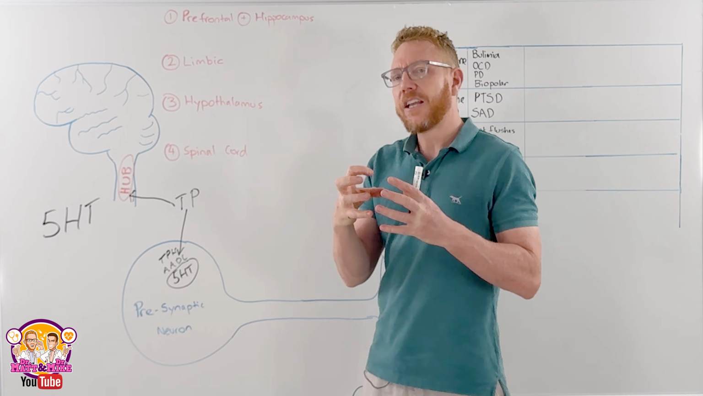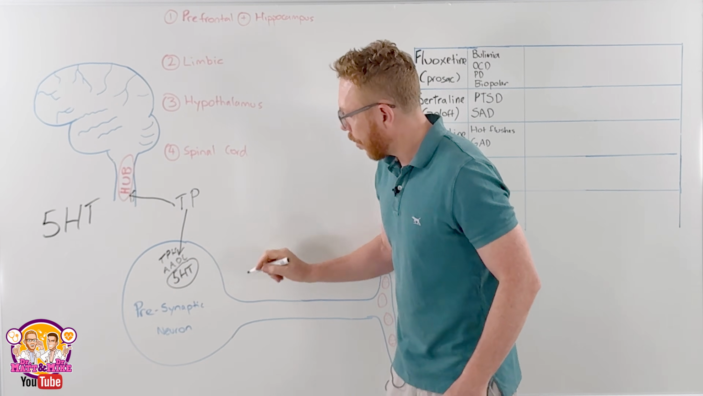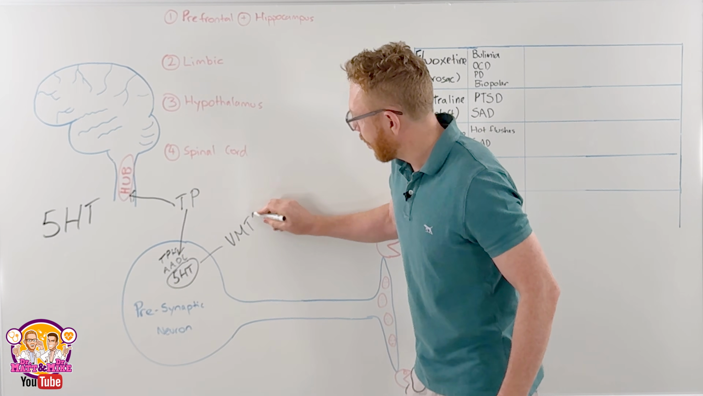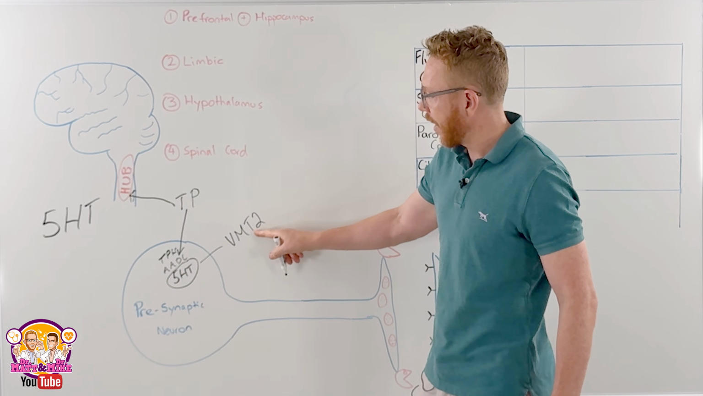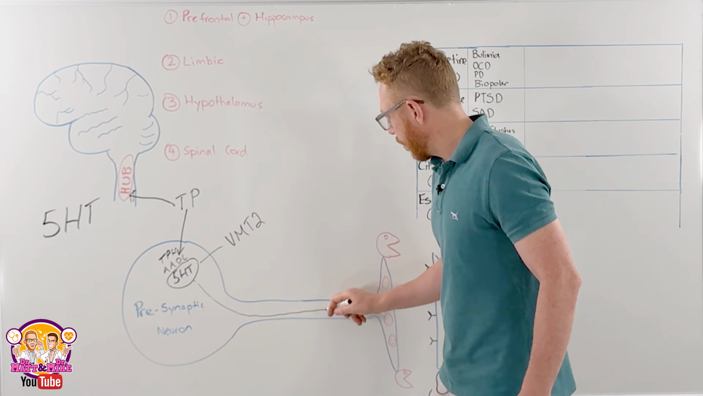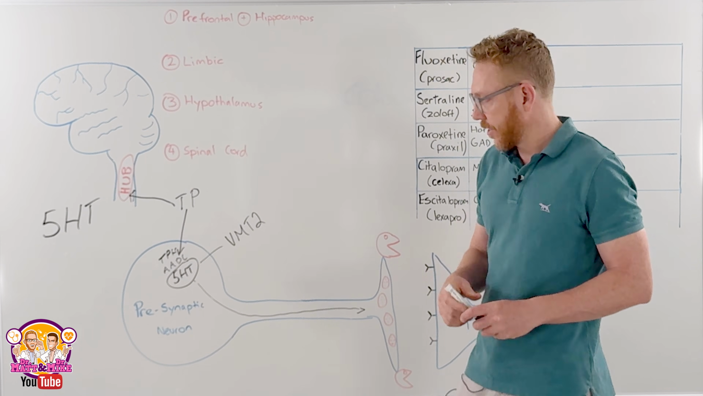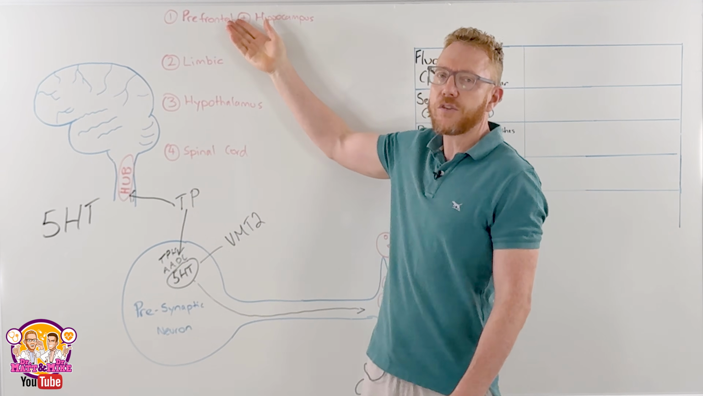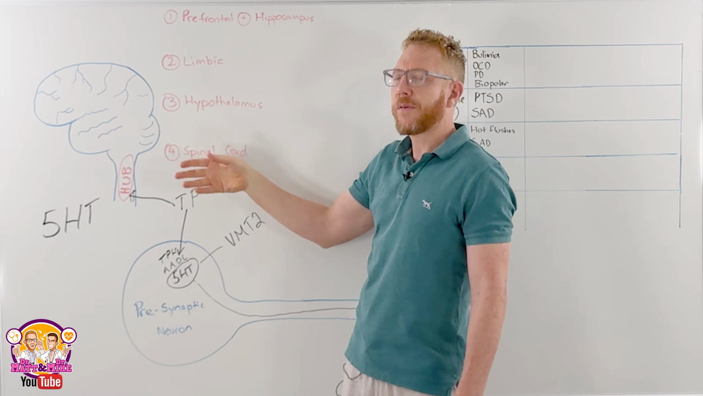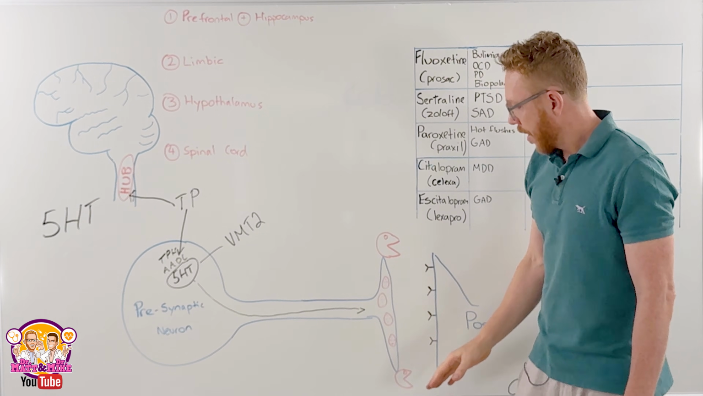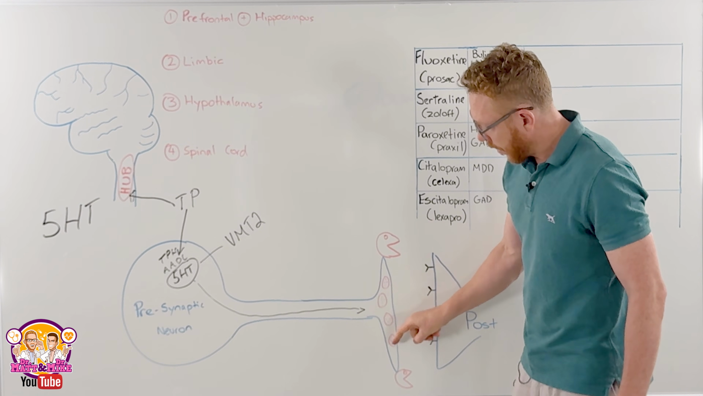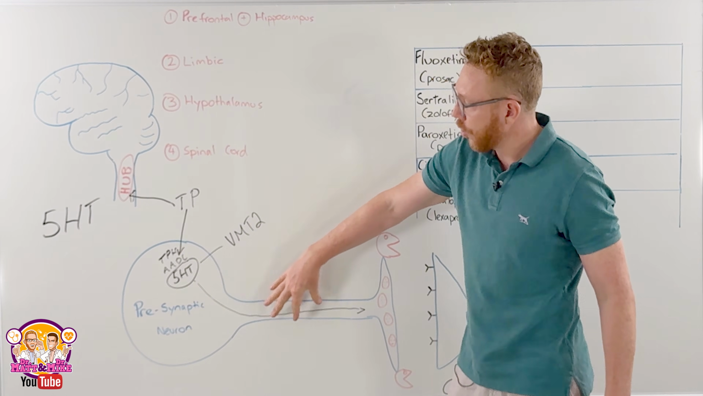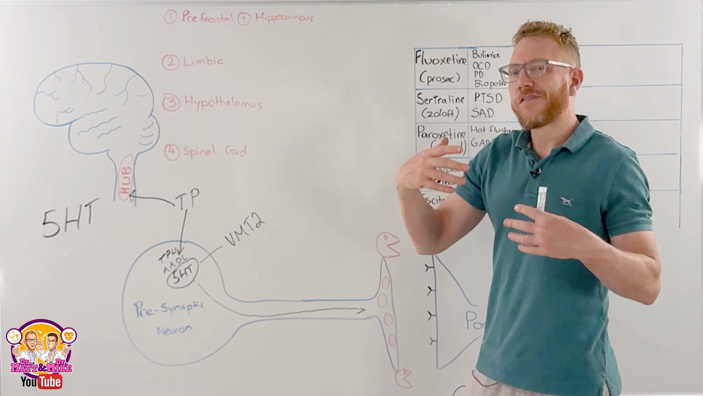Now, it has to get packaged up into a vesicle. So we're going to call that vesicle VMAT2, or vesicular monoamine transporter 2, and that transports it all the way to the end of the axon terminal, which is now going to be in those different regions of the brain. So like the prefrontal cortex, the hippocampus, the limbic system, hypothalamus, and then down into the spinal cord. So here, the vesicles are sitting filled with their serotonin, waiting for a stimulus. So the presynaptic neuron in the hub gets stimulated from whatever reason.